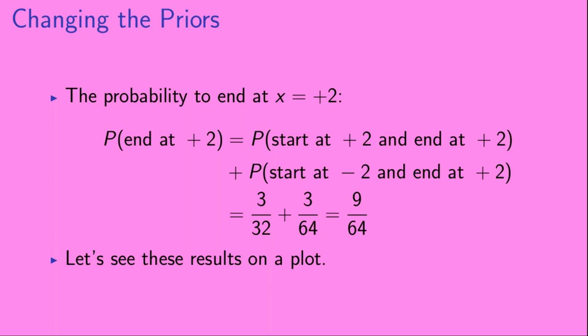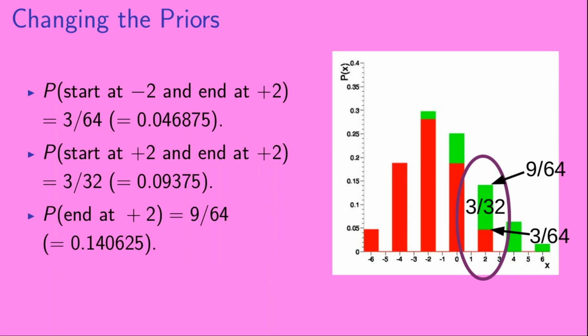Let's see these results on a plot. Okay, so the probability to start at -2 and end at +2 is equal to 3/64. So this is shown in red in the bar at x equals 2. The probability to start at +2 and end at +2 is equal to 3/32. That's shown in green. And the total probability to end at +2 is equal to their sum. So that's 9/64.